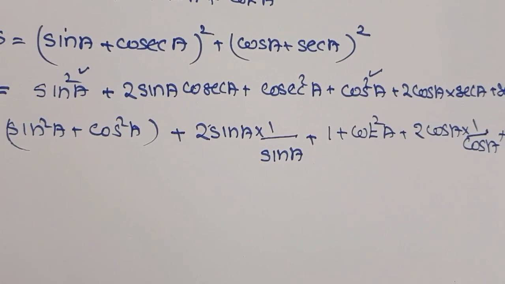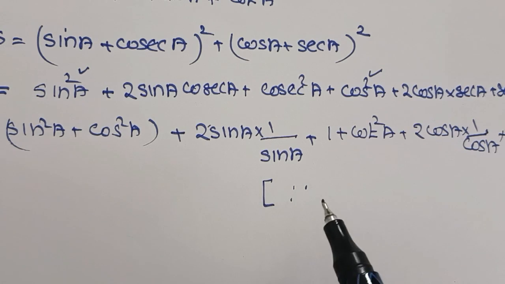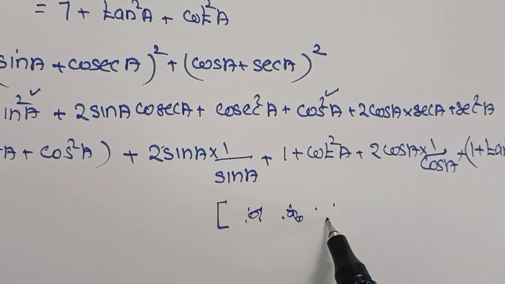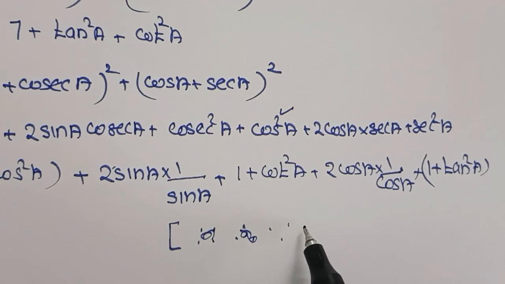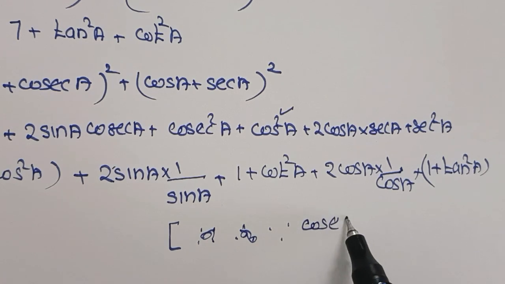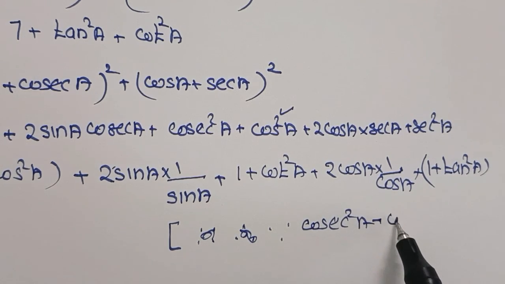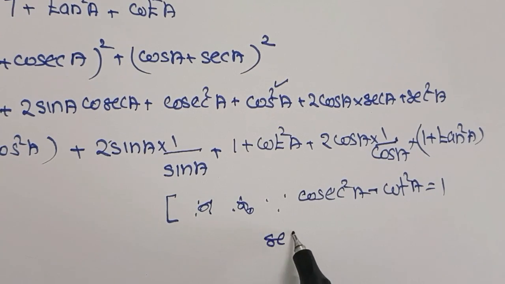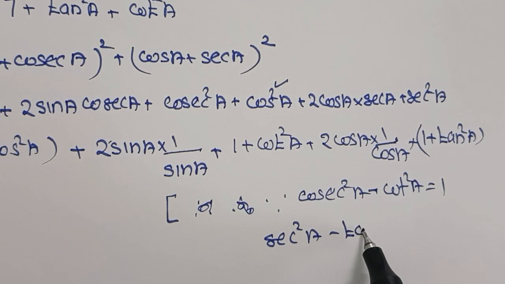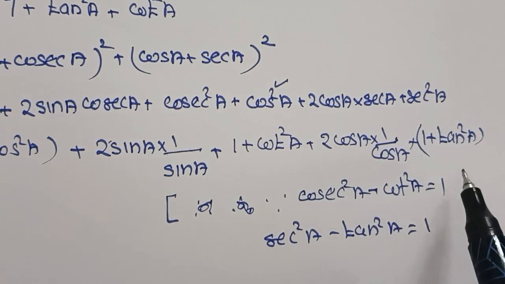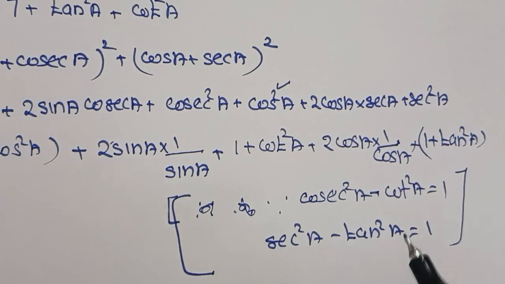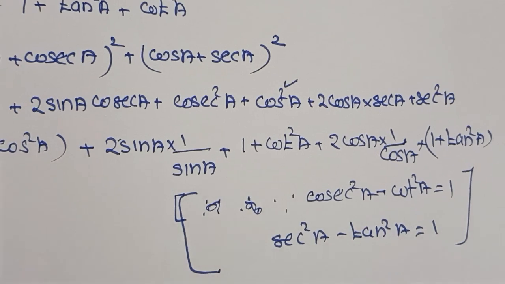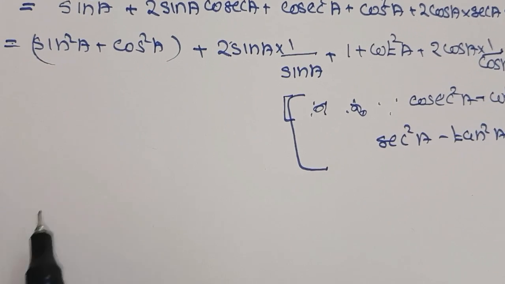Here the reason: we are using the identity cosec square A minus cot square A equal to 1 and sec square A minus tan square A equal to 1. Using these two identities, instead of cosec square A we can write 1 plus cot square A and instead of sec square A we can write 1 plus tan square A. Okay. Now sin square A plus cos square A.